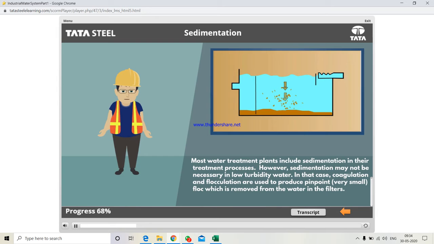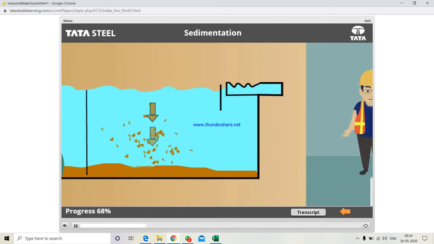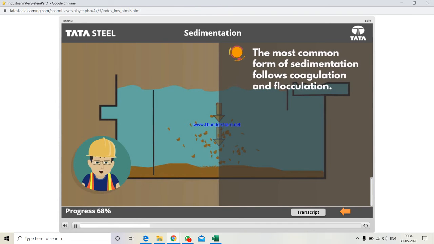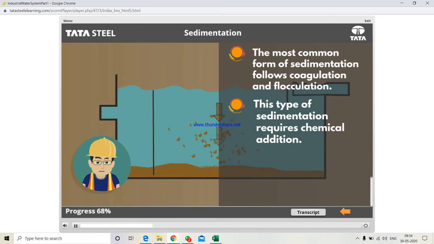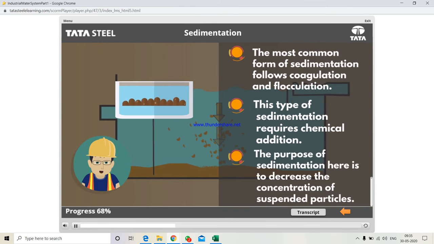In that case, coagulation and flocculation are used to produce pinpoint, very small floc, which is removed from the water in the filters. The most common form of sedimentation follows coagulation and flocculation. This type of sedimentation requires chemical addition in the coagulation or flocculation step and removes the resulting floc from the water. Sedimentation at this stage in the treatment process should remove 90% of the suspended particles from the water, including bacteria. The purpose of sedimentation here is to decrease the concentration of suspended particles in the water, reducing the load on the filters.